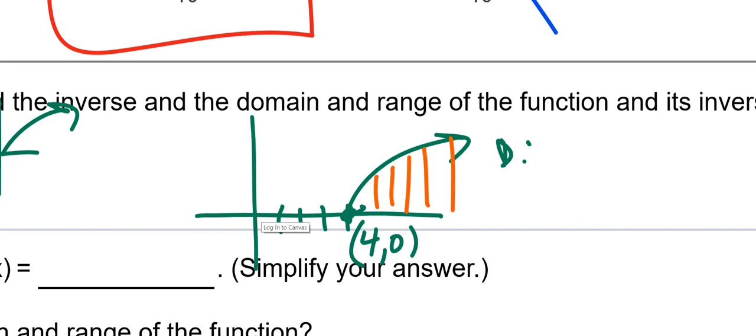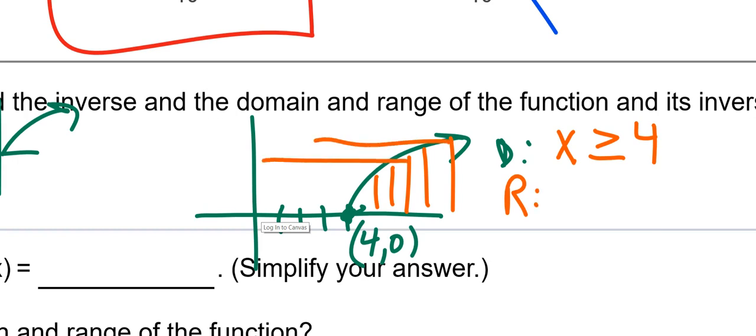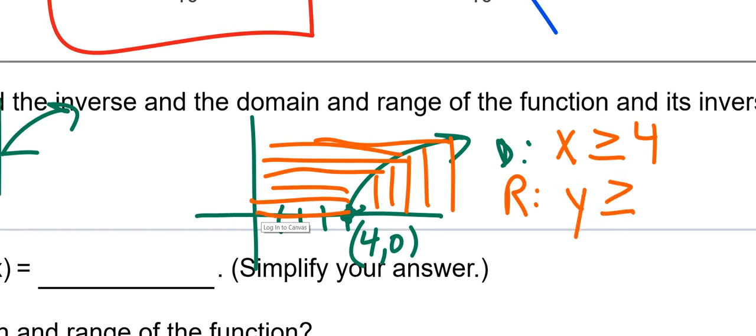If you push all those values down onto the x-axis, how much of the x-axis would get covered? X is greater than or equal to what? 4. All right, what about the range? If you push them all up against the y-axis, it would be y is greater than or equal to what? 0. Thank you very much.